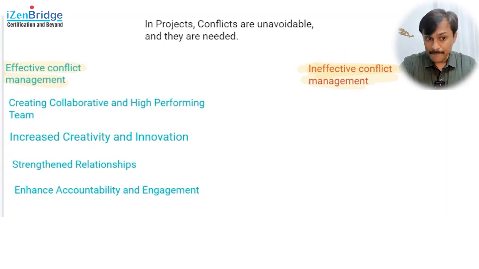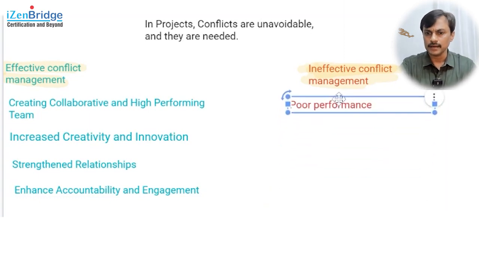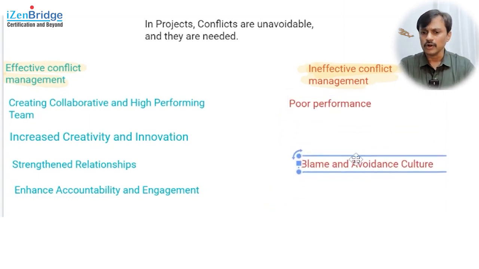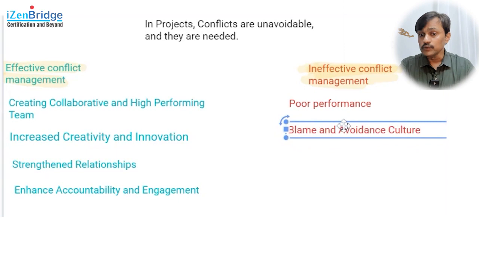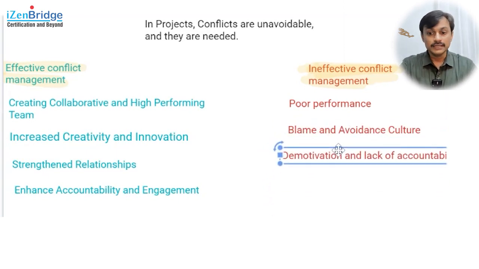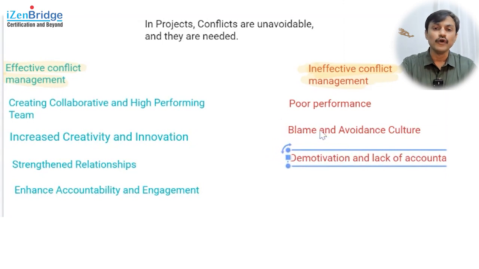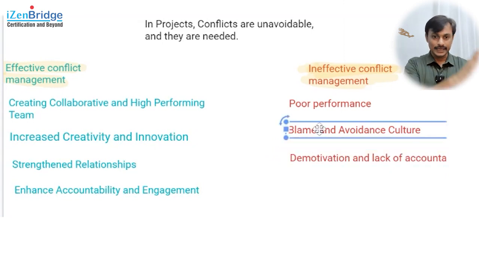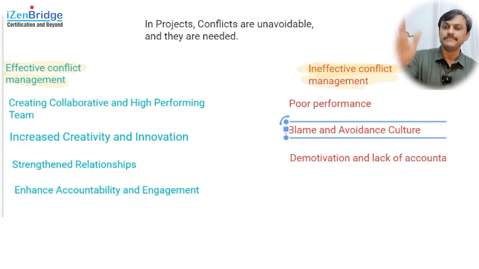Now, if I don't manage the conflicts in the right way, ineffective conflict management may also have lots of problems. You may have poor performance. People are not interested. They are just doing what they have been told. They may focus on a culture of blame and avoidance. So I was not liking something, this was not resolved, and now I avoid responsibility. And if something goes wrong, I just blame people.